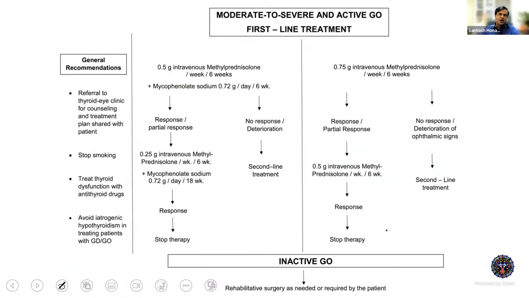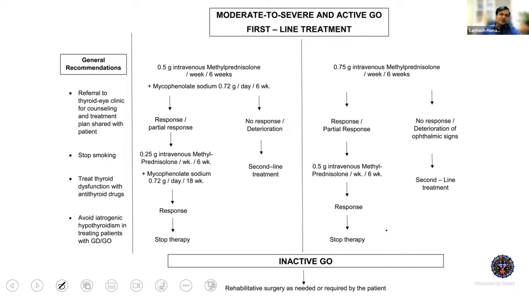So what does EUGOGO have to say about this? They also use intravenous methylprednisolone, but they use 500 milligram every week for 6 weeks, followed by mycophenolate 0.72 gram a day for 6 weeks, only 6 weeks. If a patient has response or partial response, then 250 milligram of intravenous methylprednisolone per week is continued for 6 more weeks, and mycophenolate is continued for 18 more weeks. And if there is a response, the therapy is stopped and the patient goes into inactive stage where sequential surgery is performed.